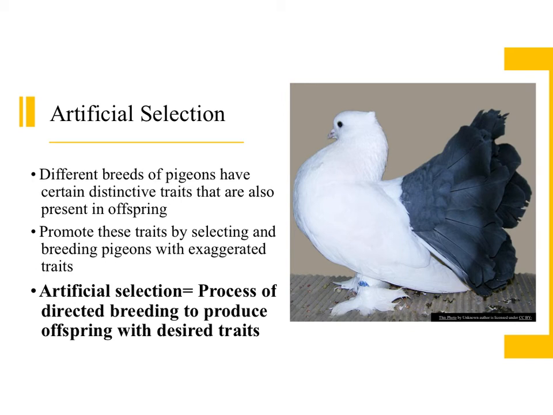Such as the large, dark tail feathers. You can promote these traits by selecting and breeding pigeons with exaggerated traits. So let's say you want pigeons with big, dark tail feathers. Well, you would choose two parents with big, dark tail feathers to make more offspring with that trait. And that process is called artificial selection. Okay? You're just directing the breeding to produce offspring with whatever desired trait you want.